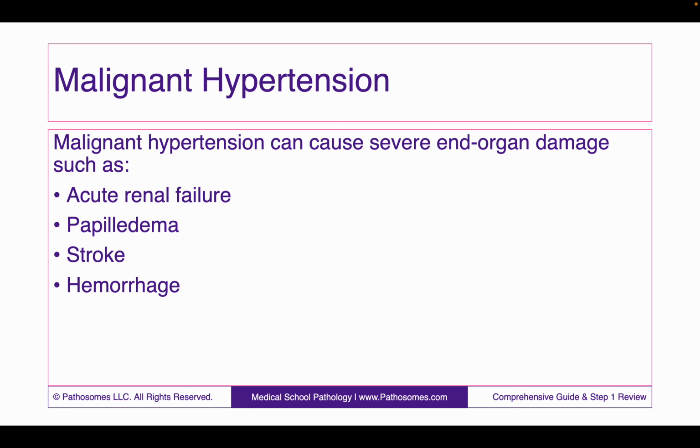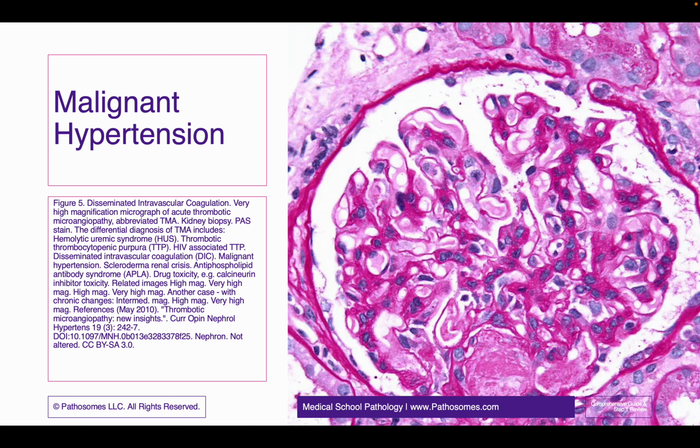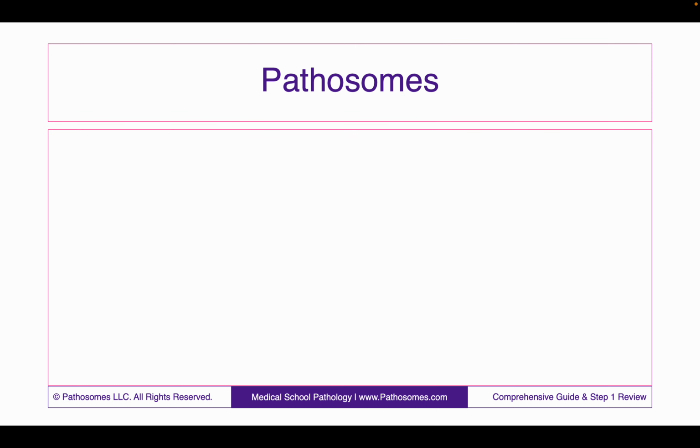Malignant hypertension can cause severe end organ damage, such as acute renal failure, papilledema, stroke, and hemorrhage. It's a medical emergency. This is an example of a patient that had malignant hypertension affecting this particular organ. Can you recognize what this histologic section is from? You know where a glomeruli is from. That's right, kidneys. Excellent, excellent.